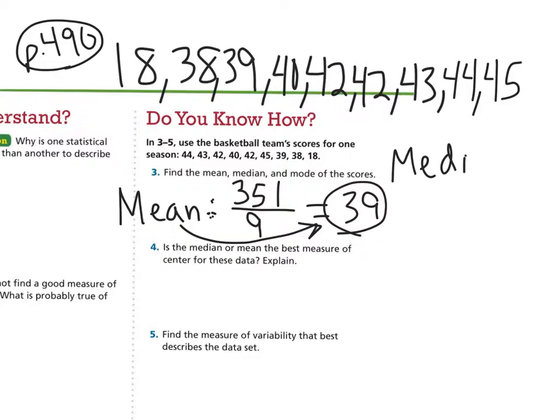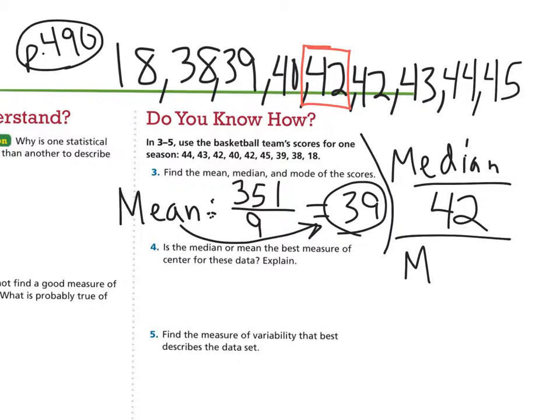And again, the nice thing about doing the mean first is now I know I've got 9 numbers, which means I have a middle number. So the median is going to have 4 numbers on either side of it, would be that 42 that I boxed in red. Okay, so mean is 39, median is 42, and the mode, remember, is the one that occurs the most often. So the mode is 42 as well.